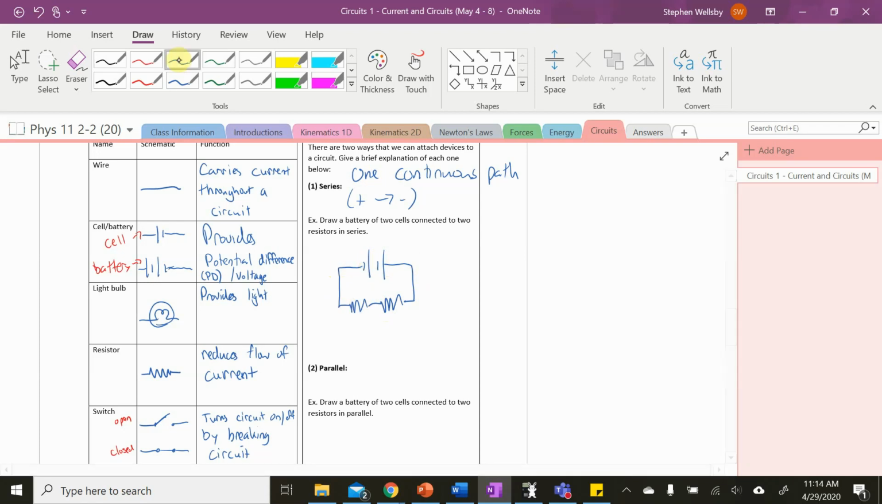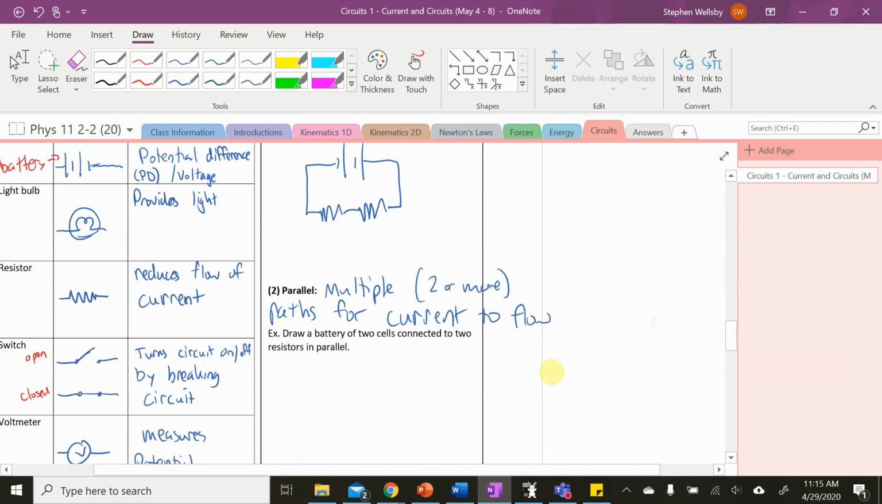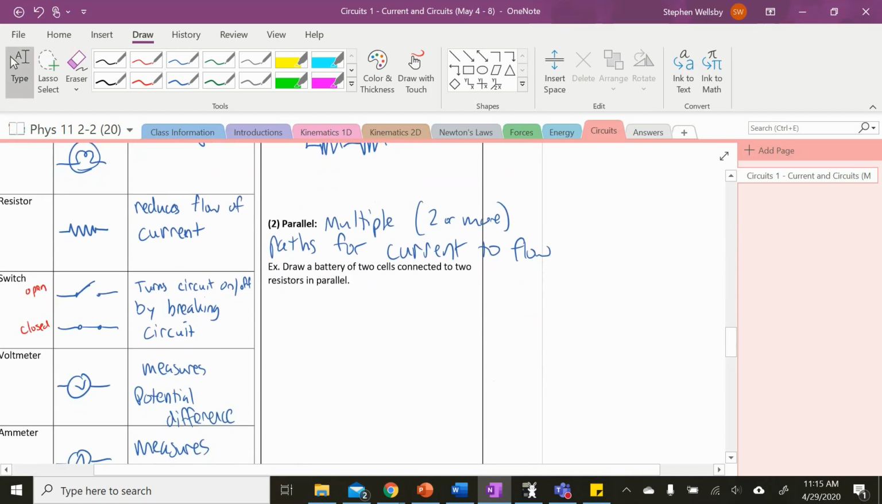Now, parallel has more than one, so multiple, 2 or more paths for current to flow. And so if we're going to draw a battery of 2 cells connected to 2 resistors in parallel, that circuit would look like this. So one path is going through the resistor here, and another path is going through this resistor here. So there's 2 different paths for the current to flow.